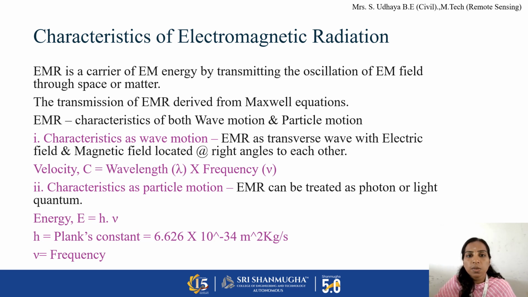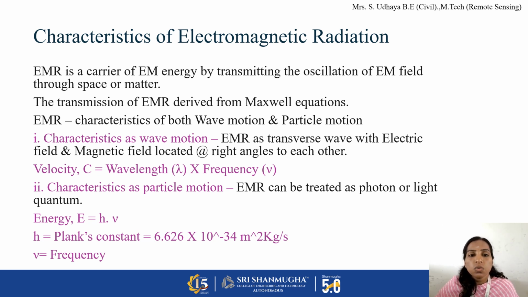Let us discuss some of the important characteristics of electromagnetic radiation. Electromagnetic radiation is a carrier of electromagnetic energy which is transmitted by the sun through space or matter. The transmission of EMR is derived from Maxwell's equations. EMR can take two forms, one as waveform, the other as particle form. Now let us discuss waveform. EMR behaves as transverse waves with the electric field and magnetic field located at 90 degrees, at right angles, perpendicular to each other.